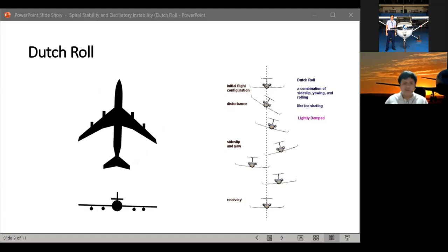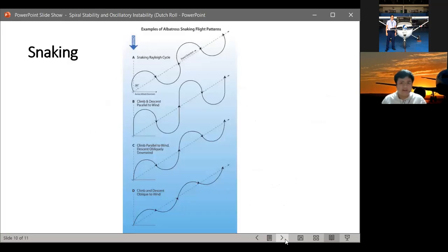So snaking, how we can deal with snaking. Snaking is a pattern where we're flying in an invisible straight line, but due to turbulent forces or an unstable flight path, we need to do the snaking.